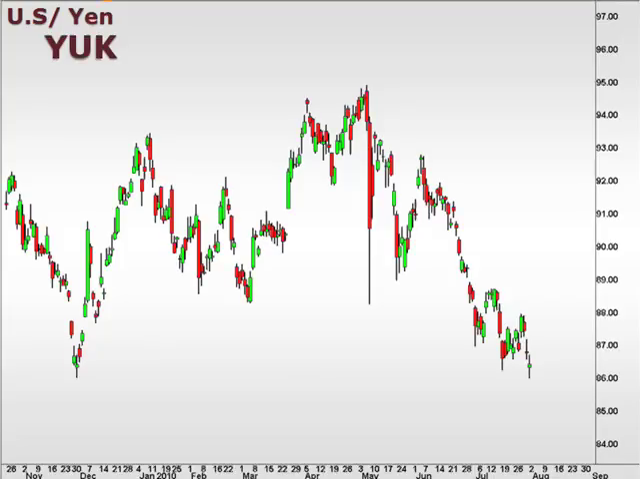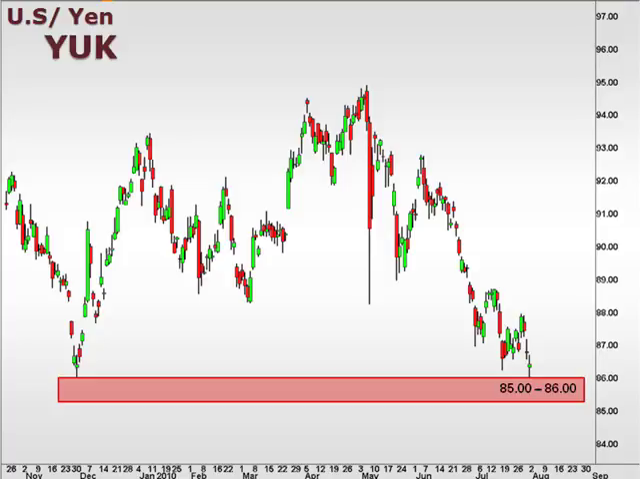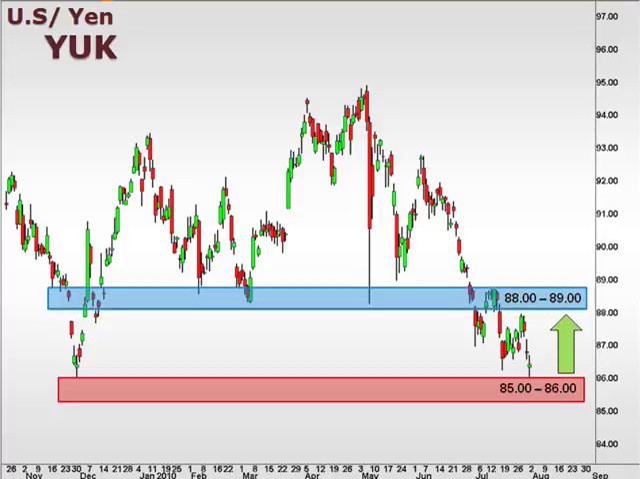The YUK, the U.S. versus the Japanese yen, is testing a support level established several months ago at our 85-86 focal zone. A bounce could retrace back to test 88-89. However, the trend remains down.